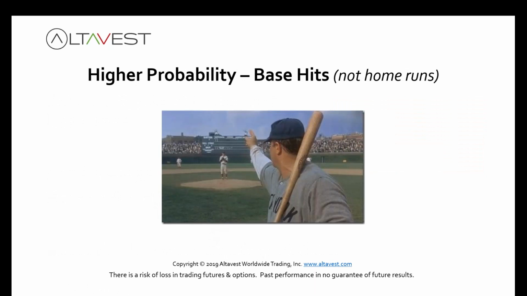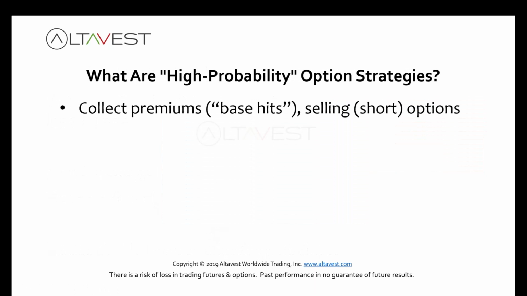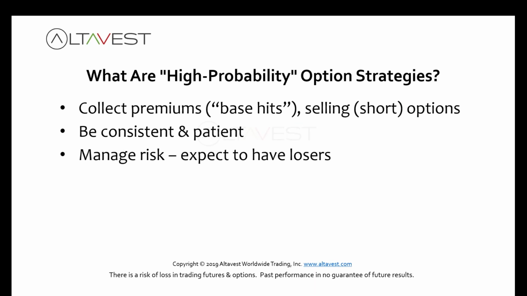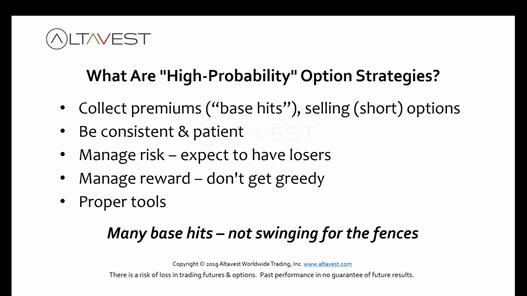So looking at a baseball analogy, how about higher probability outcomes with trading? Referring to that as a base hit, not a grand slam. So what about collecting premiums by selling options? You would need to be consistent and patient. You know that you have to manage your losers. You got to manage reward too. Don't get greedy. You need the proper tools. And remember, you're not swinging for the fence on any one trade.